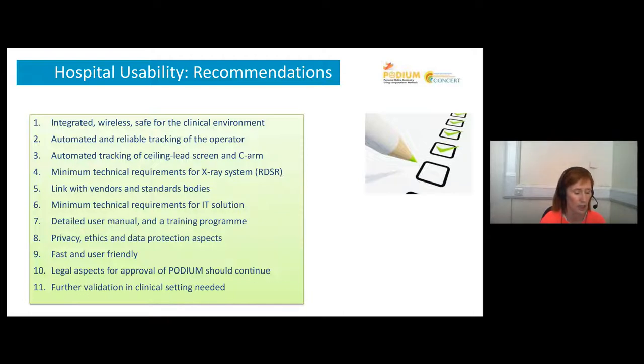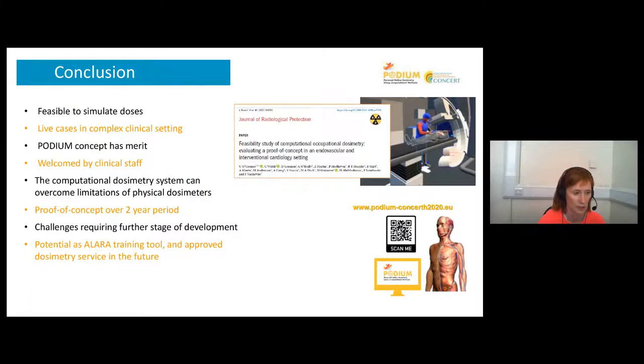And also stating what the minimal technical requirements are for the IT solution so that you can be sure it's going to work well and fast and reliable. You would need a user manual and really need to consider the privacy, ethics and data protection aspects, for example, but it certainly should continue. The work was really valuable, and with some further validation in the clinical setting would be very valued.